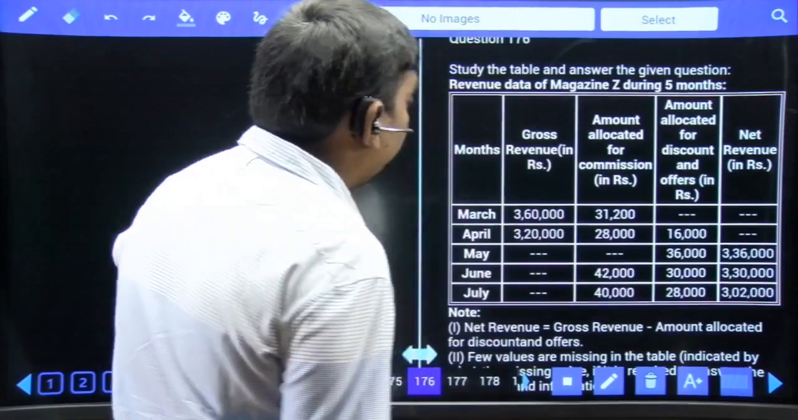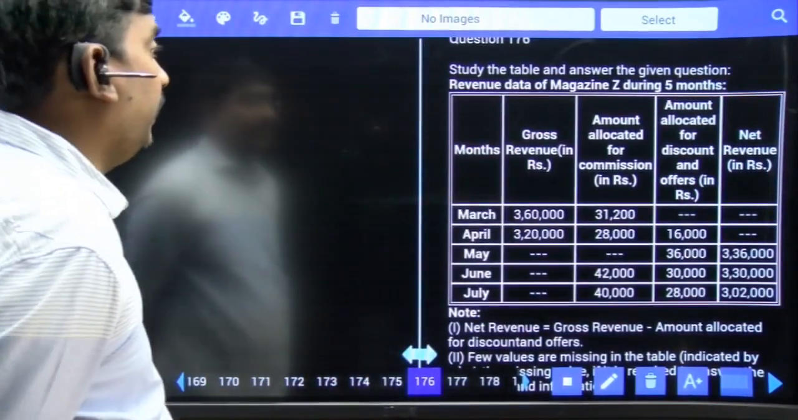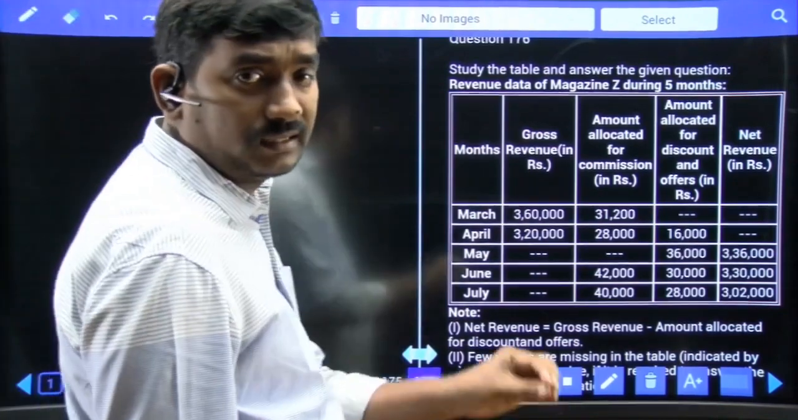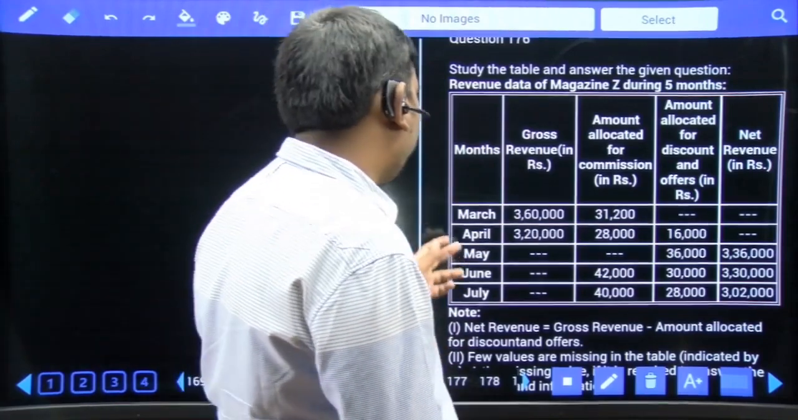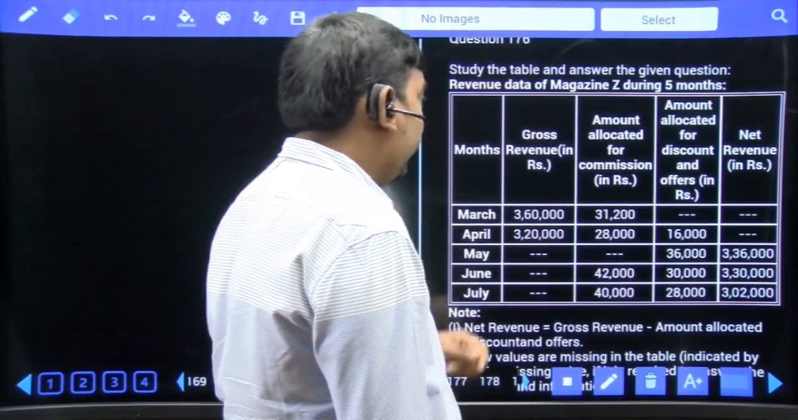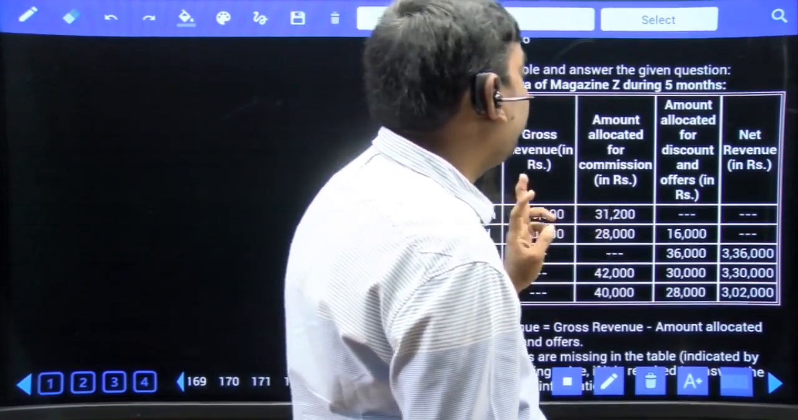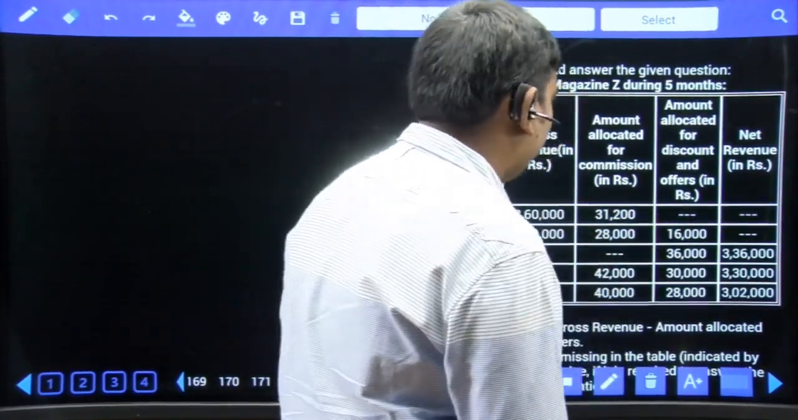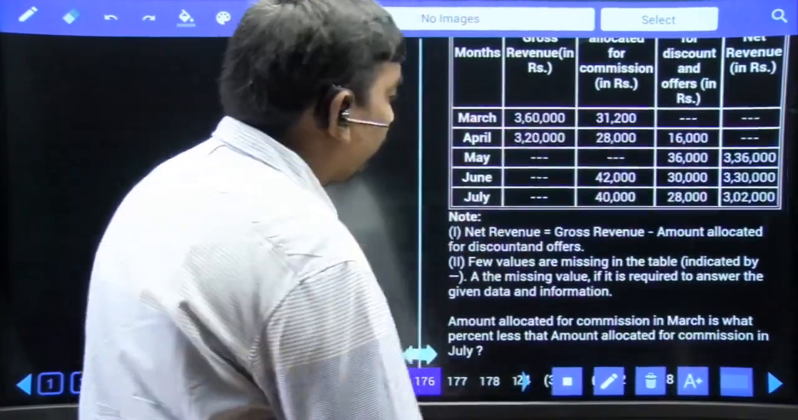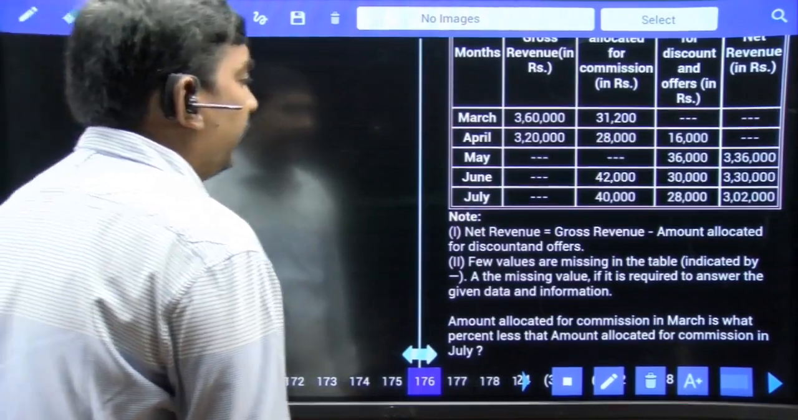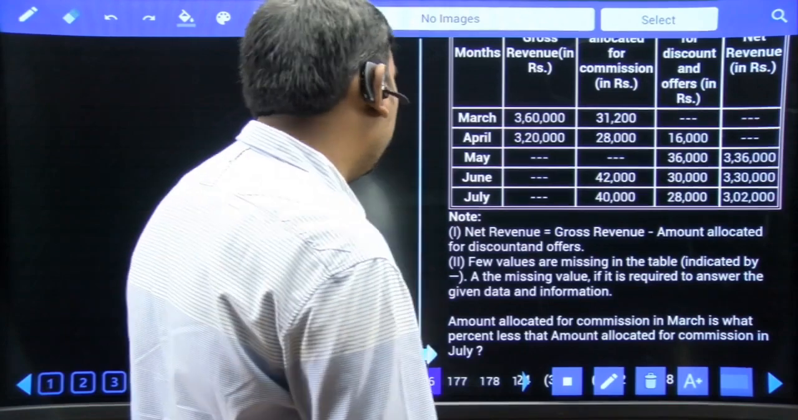So look at here. Study the table and answer the given questions. Revenue data of magazine Z during 5 months. The 5 months are March, April, May, June, July. Gross revenue. Amount allocated for commission. Amount allocated for discount and offers, net revenue. Note, net revenue is equal to gross revenue minus amount allocated for commission and discount and offers. Few values are missing. Okay.